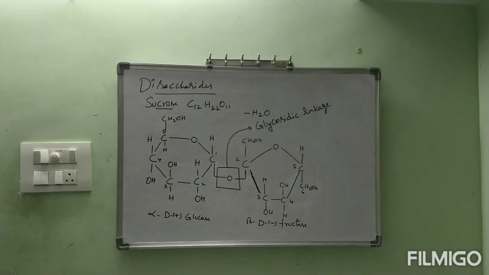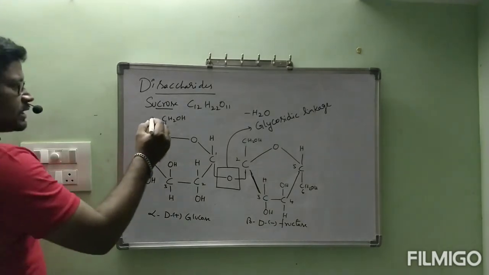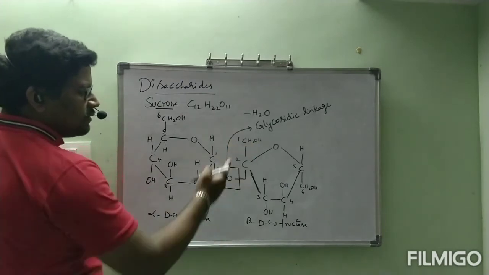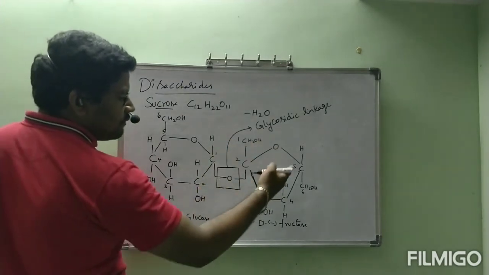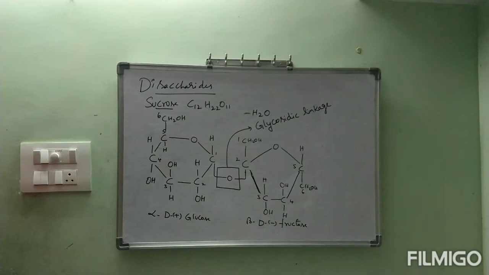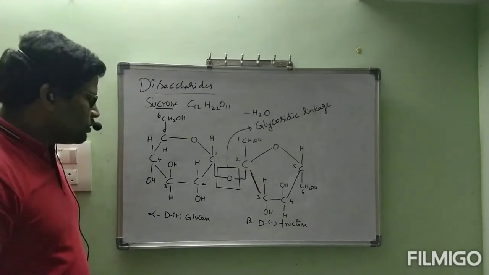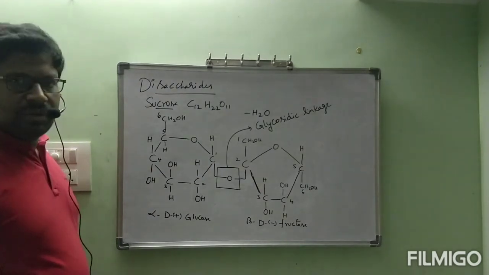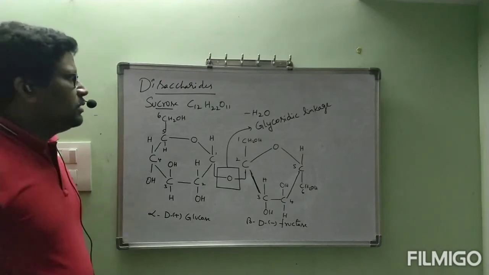Is it clear? Draw the structure neatly. And I did not write the carbon numbers. Here this is 6th carbon of glucose and this is 1st carbon of glucose. 1, 2, 3, 4, 5, 6. This is about sucrose structure. Sucrose contains 2 monomers. What are the 2 monomers? Alpha D plus glucose and beta D minus fructose. Okay, this is about sucrose.